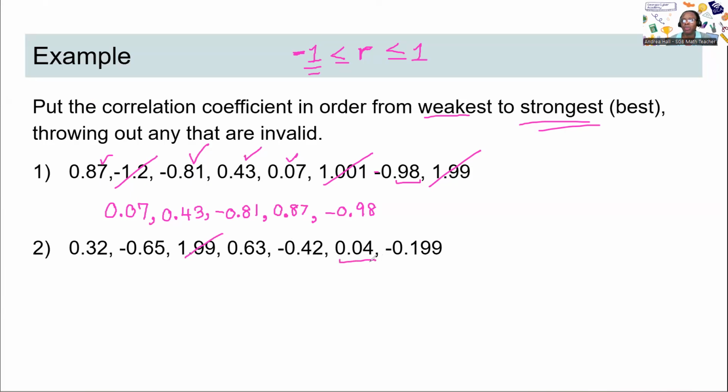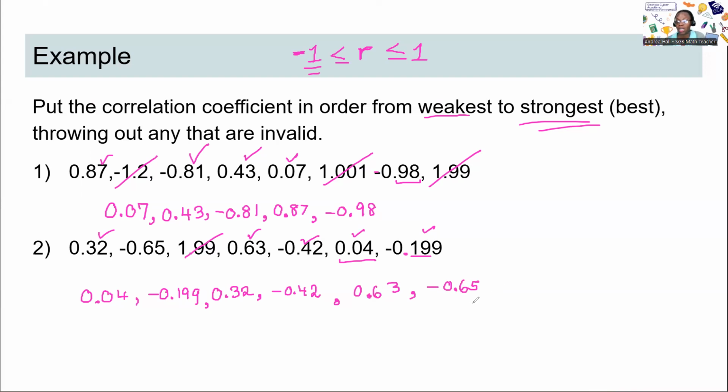Now let's put them in order. 0.04 is the smallest I see. Put a check next to that. Then -0.199. Yes, it's 3 digits, but 19 is still pretty small compared to 0.32. And then -0.42. And then 0.63. And then -0.65 is stronger than 0.63 because it's still stronger, like if you just look at the 6.65. And that is our answer.